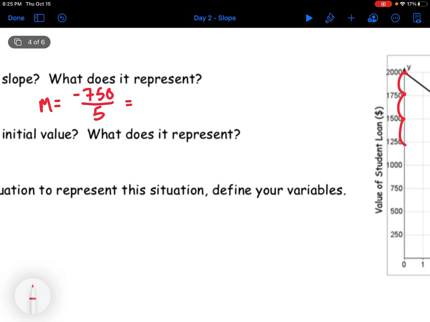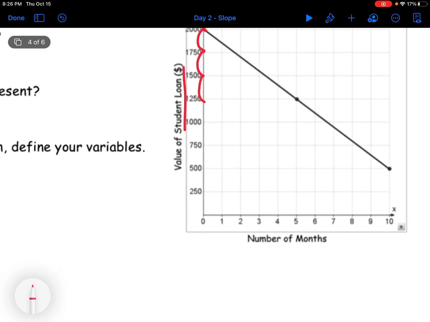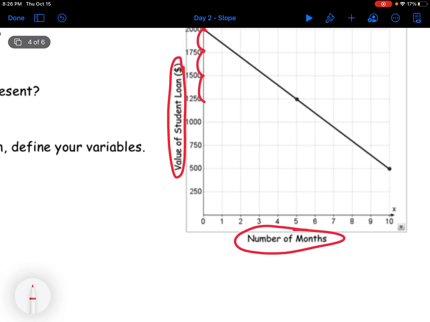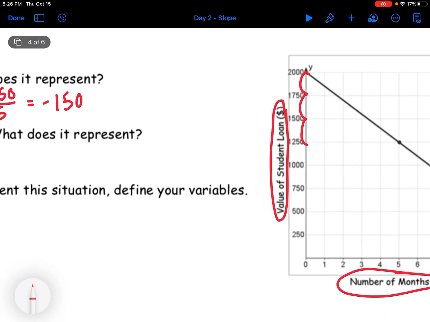Okay, now we can reduce that down. So we can do -750 divided by 5 and get an answer of 150, or negative 150, excuse me. Okay, now, but it says, what does this represent? And for that, what we need to do is look at what our y value is and what our x value is. So what this is saying is the value of our student loan is decreasing by $150 per month.